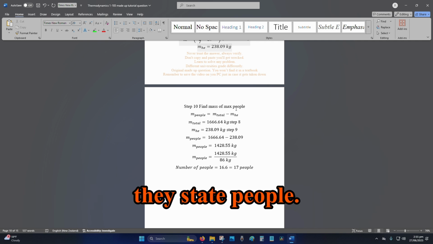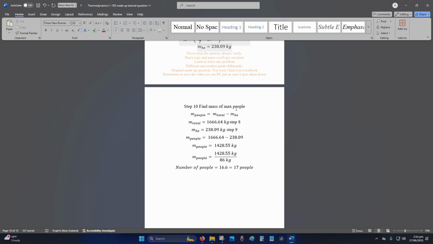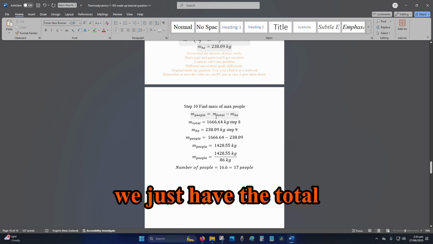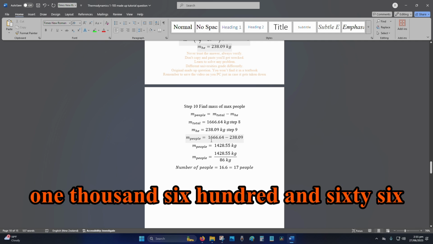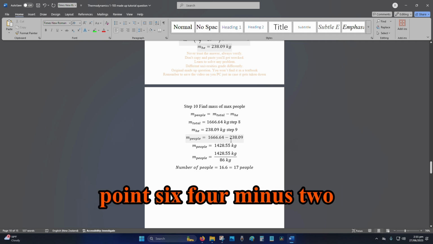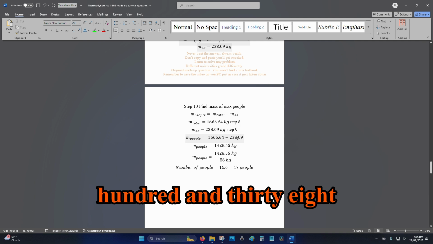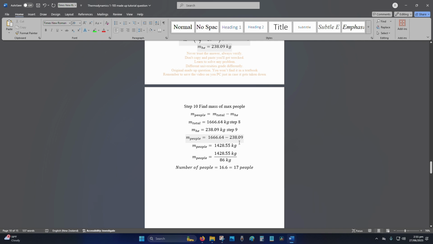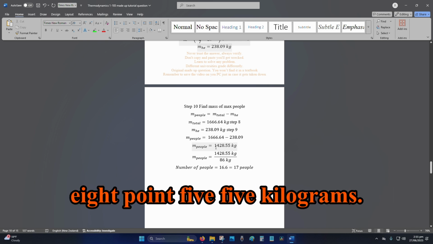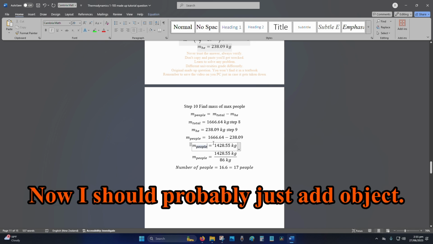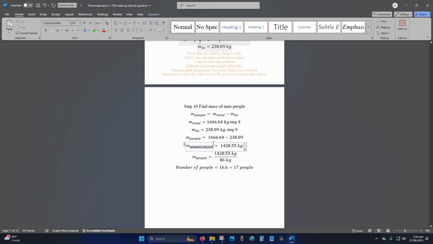Finally, we can find the mass of the maximum people or maximum objects that can be carried. So they state people, however, it's just objects. So we just have the total minus the helium. So that's 1666.64 minus 238.09. So that is 1428.55 kilograms. Now I should probably just add object.